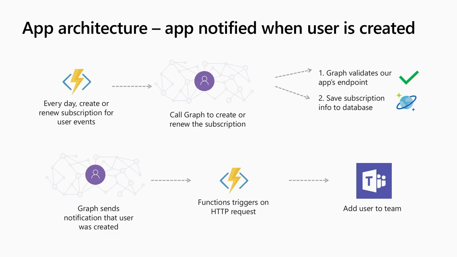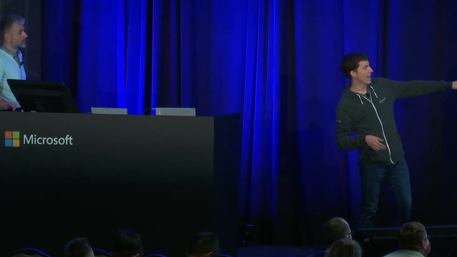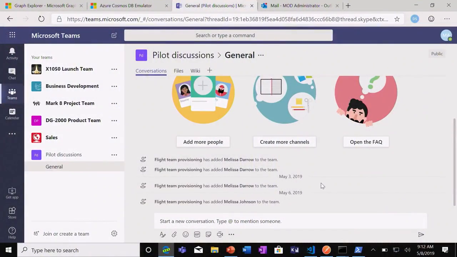That's OK, but I can go ahead and show you, since I practiced this a few times last week and also this morning, what we would have seen, and we actually might see it pop up right now too, is in the team it would say flight team provisioning has added, and then our user to the team. That's what we would have seen. And it will probably happen in about 10 or 15 seconds, but we can keep going for now.